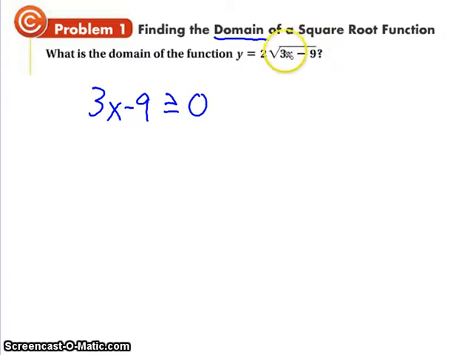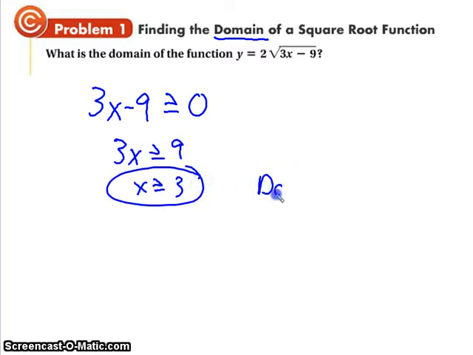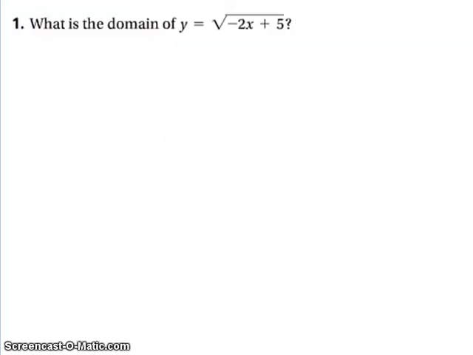So all we do is we take what's under the radical and we say that it has to be bigger than or equal to 0. That is the domain. Poof. Isn't it incredible? Completely incredible. All right, so moving on. Practice.